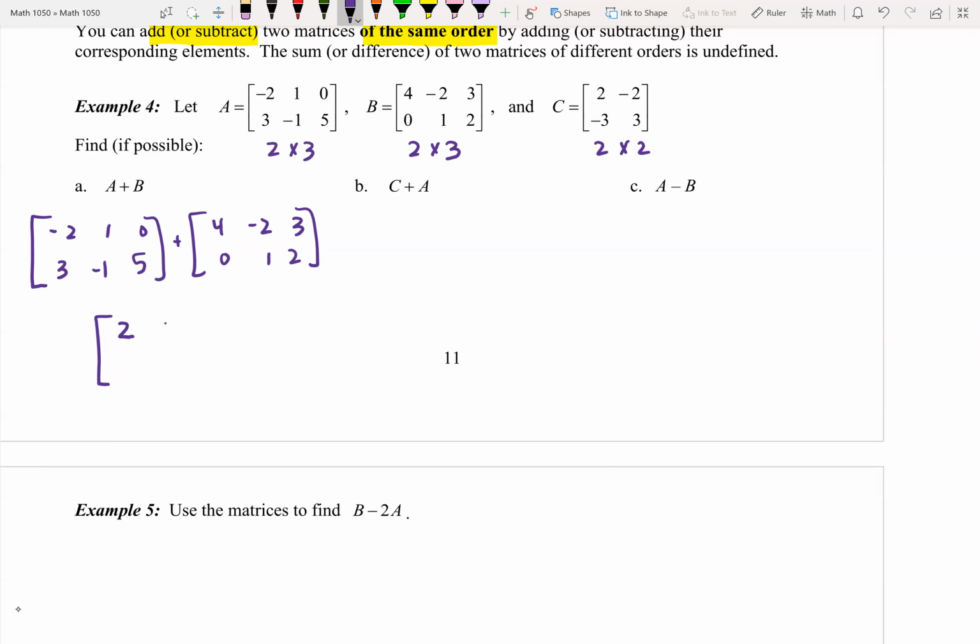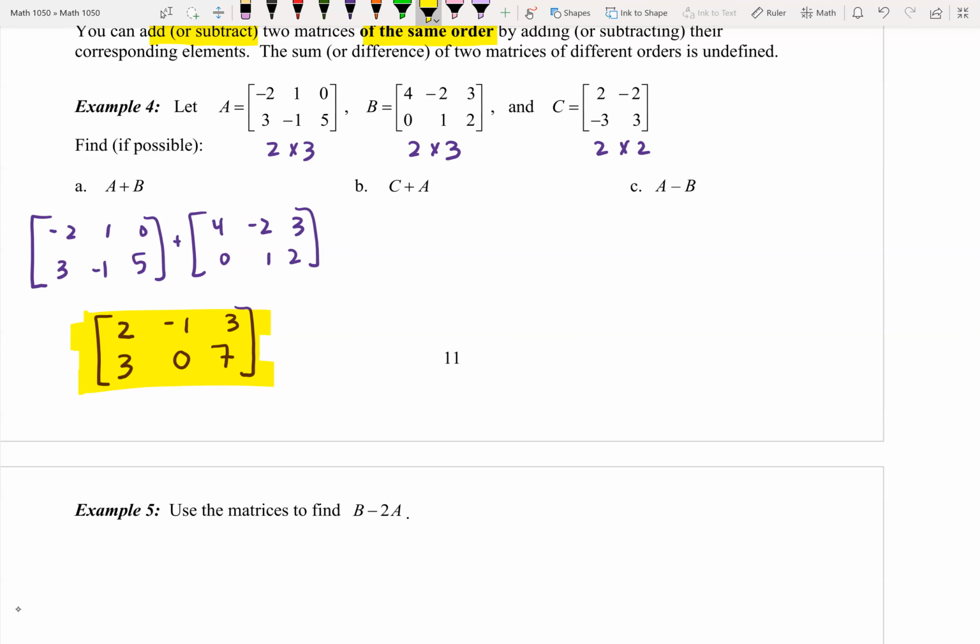A 1 and a -2 is a -1. A 0 and 3 is a 3. 3 and 0 is a 3. A -1 and a +1 is a 0. 5 plus 2 is 7. Super easy. Don't change any signs.